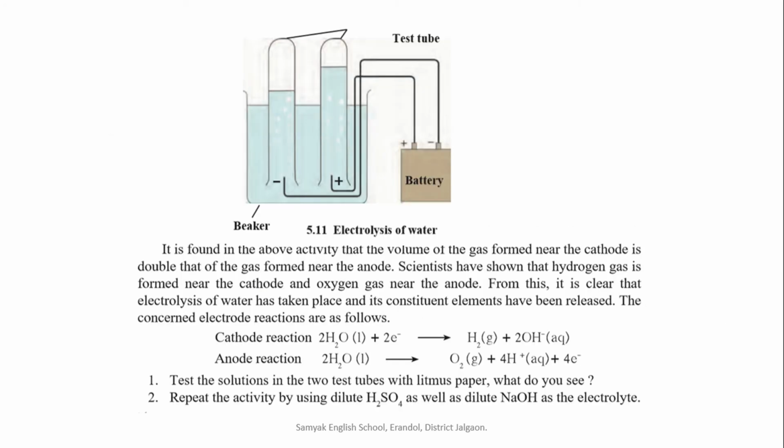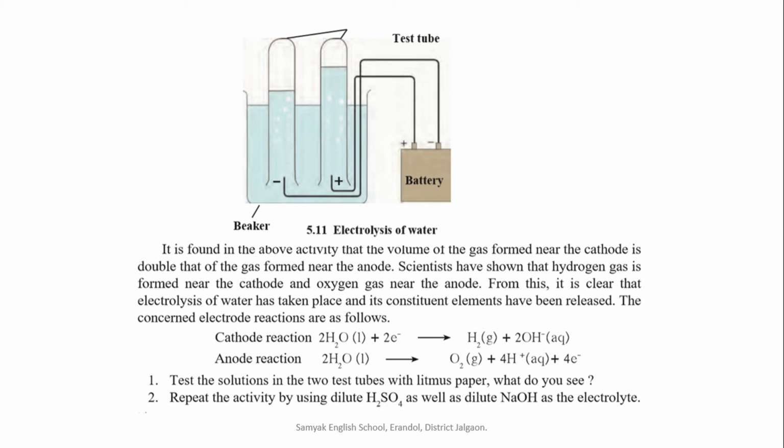Now you can clearly notice the volume of the gas formed near the cathode is double than the gas formed near the anode. So cathode is the negative electrode, and you can see the volume of the gas formed is almost double. The hydrogen gas is formed near the cathode and oxygen at the anode. So we can say that with electrolysis of water, there is a production of hydrogen and oxygen gas. They are released at cathode and anode.